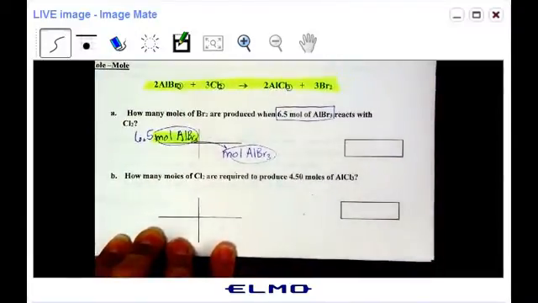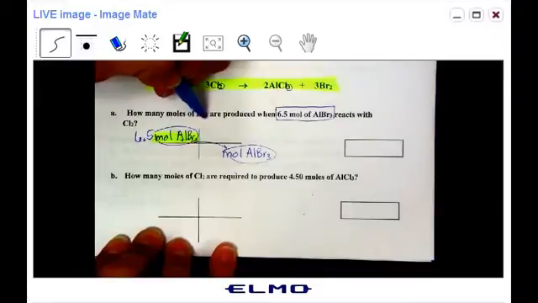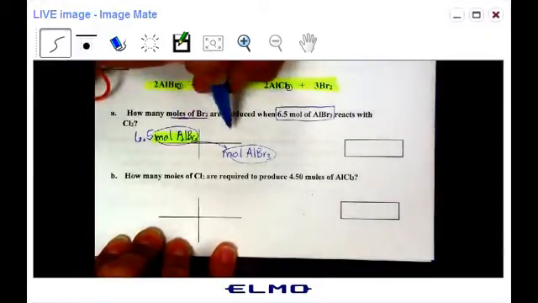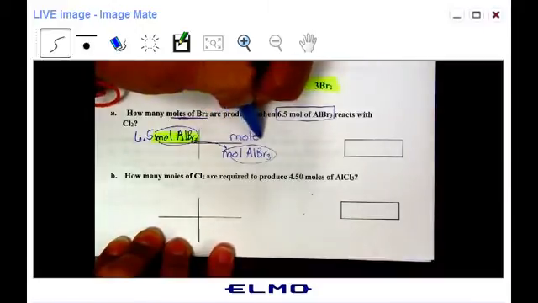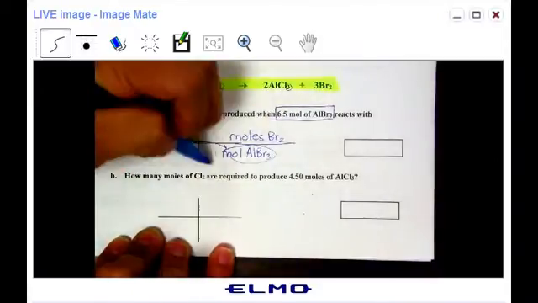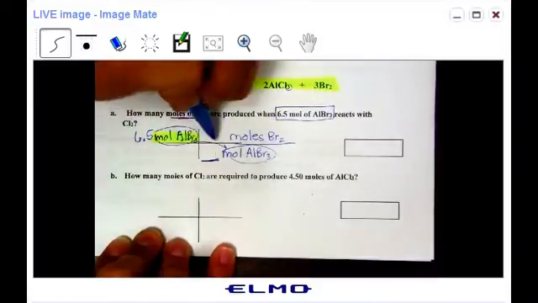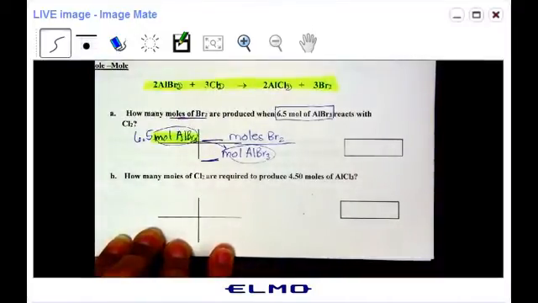Whatever you're looking for will be in your top right-hand box. How many moles of Br2? That's what we're looking for. It's asking us how many moles of Br2. So moles of Br2 will go there. And like I said earlier on question number 2, we no longer just put a 1 by the moles. We're going to use the coefficients.